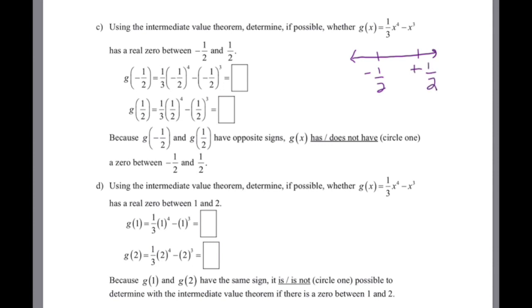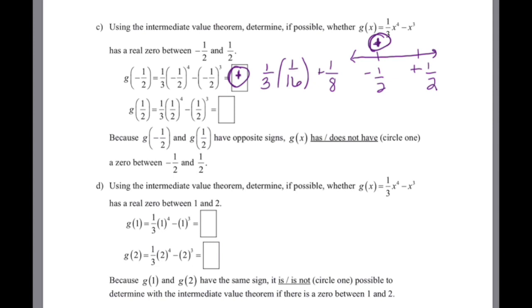Let's substitute -1/2 in first. Here we'll have 1/3 times -1/2 to the 4th. That's the same as 1/3 times 1/16, so -1/2 times -1/2 times -1/2 times -1/2. -1/2 cubed would be -1/8. However, when I have a negative and negative, we turn into a positive 1/8. It doesn't matter what these values are, they're all positive, so I know I'm going to end up with a positive value. So when I plugged in -1/2, I have a positive value.